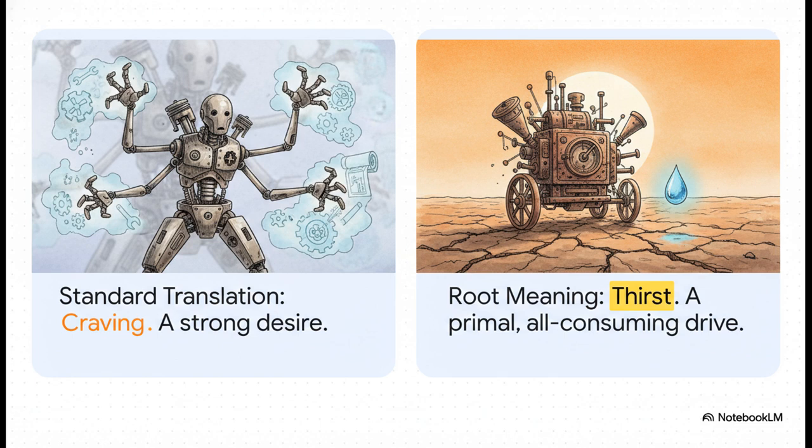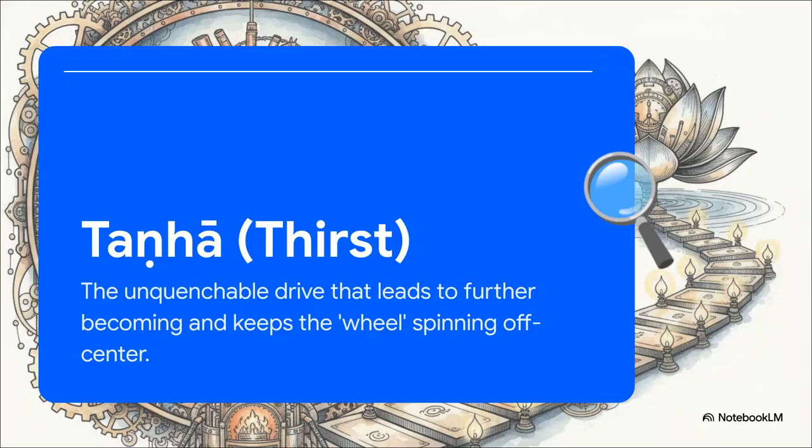It's thirst. And I mean real thirst. Not just a casual want, but that deep, biological, all-consuming drive you feel when you're truly dehydrated. So this thirst, this unquenchable drive, that's the real engine behind our misalignment. It's the constant pushing and pulling and grasping that keeps the wheel from ever just finding its natural center and spinning smoothly. It's the frantic energy that keeps the wobble going.